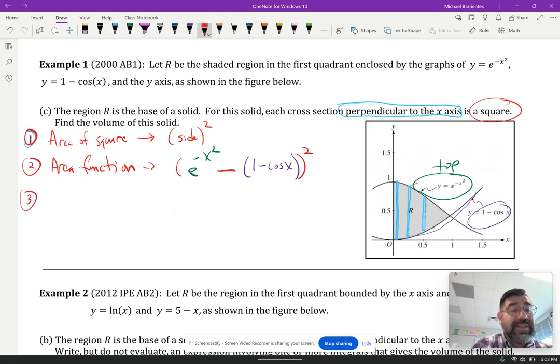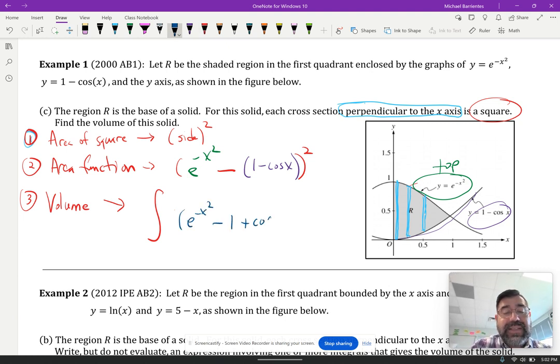Step three says to find the volume, we're going to need the integral of this thing. So I'm going to take this whole thing: the integral of e to the negative x squared minus 1 plus cosine x. Now I am getting rid of those inside parentheses. Squared dx.